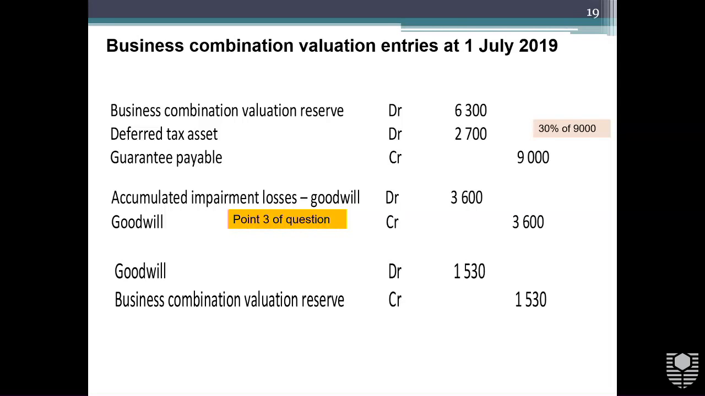The difference with our goodwill, the 1,530 that we calculated earlier, which is essentially our premium on our goodwill, needs to go to our business combination valuation reserve. You can see if you forget to minus it as you're going through, you'll get your entries wrong.